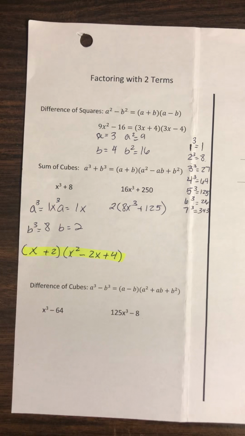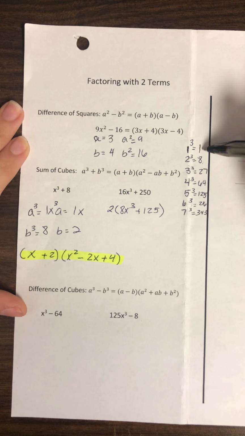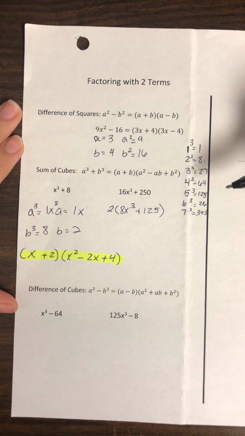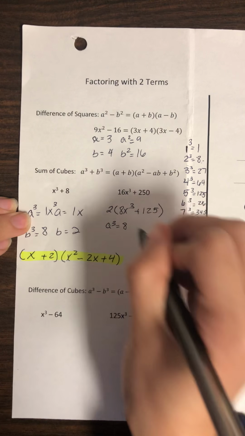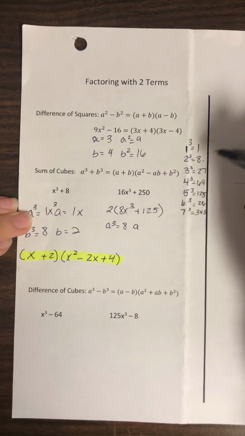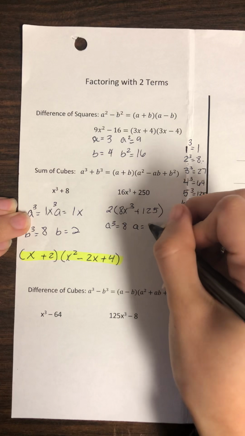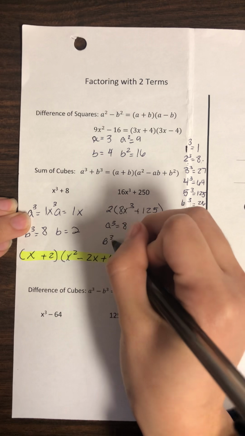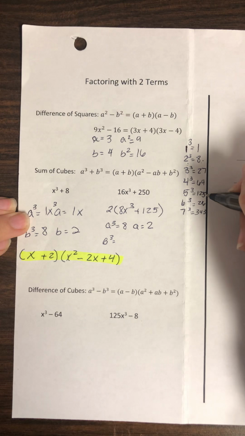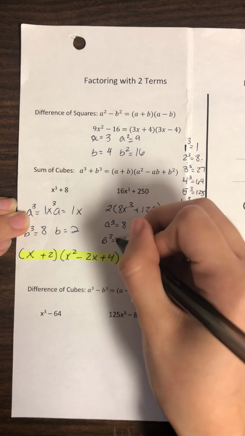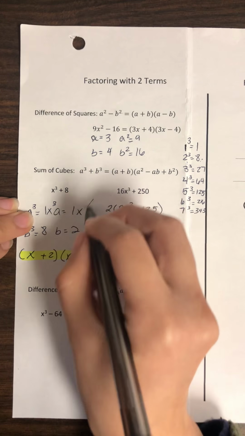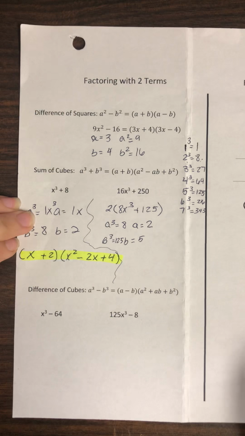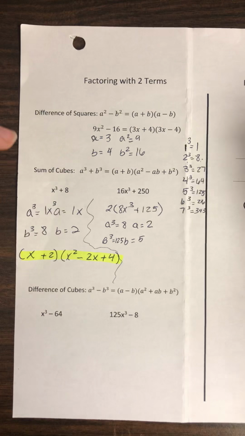Okay, now do you see these numbers? Yes, we see 8 and we see 125. So now it's very easy. Hey, my a cubed is 8. That means my a is 2. My b cubed is 125. That means my b is 5. Let me separate this. So again, pretty simple, just plug it into your equation.